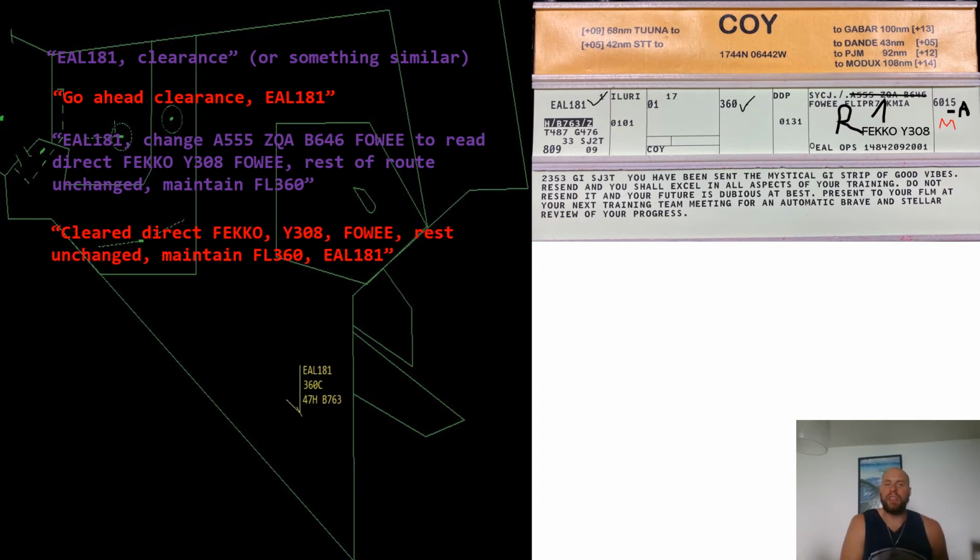Clear direct FECO Yankee 308 Fowey, rest unchanged, maintain flight level 360 Eastern 181. Perfect. First example, done. Maybe you like to give clearances this way. If this fits your technique, by all means, use it as much as you can when you have to do so when these situations arise. Let's take a look at what the 7110 says for the next example on how to do these amended routes. I'll see you at the bulleted list.